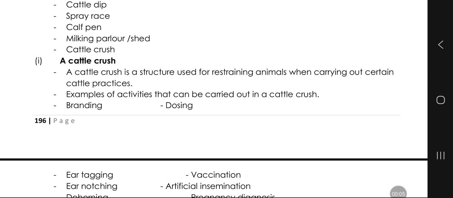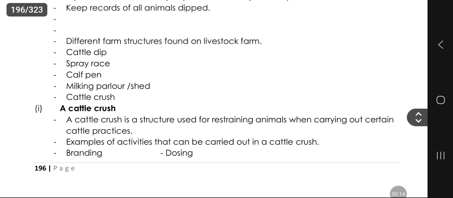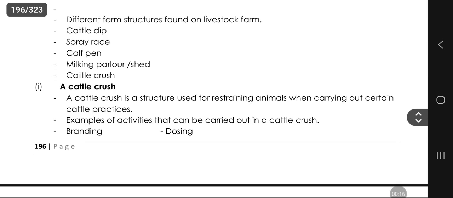In this session, we are going to talk about what we call a cattle crash among the structures found in a livestock farm. In the previous lesson, I had started describing the following. We are going to look at a spray race, a calf pen, a milking parlor, or the shed, plus a cattle crash. So we are going to start with the cattle crash.